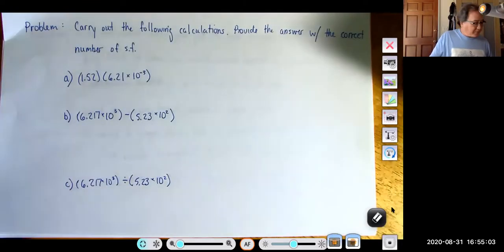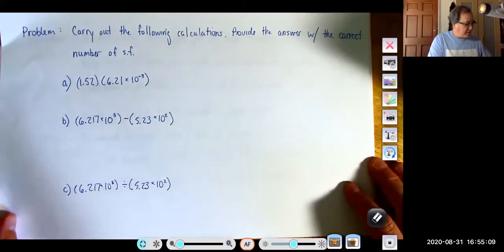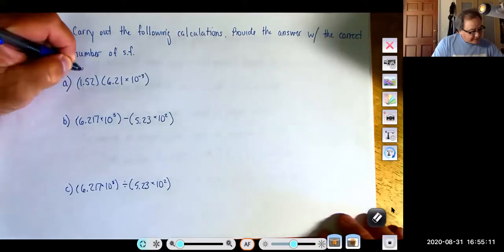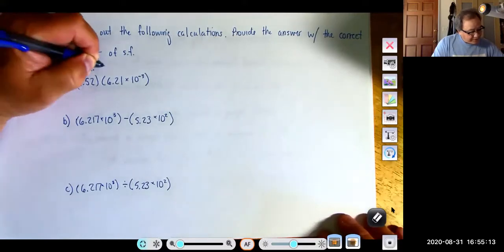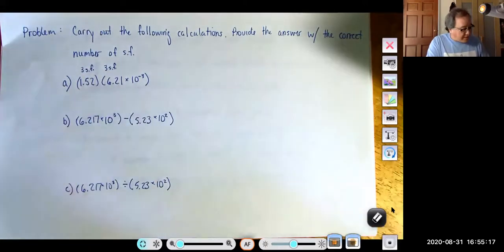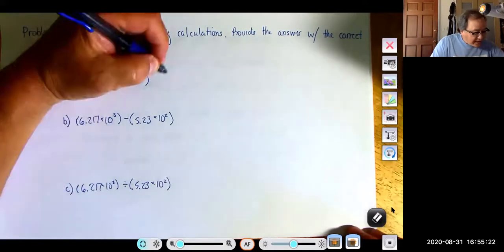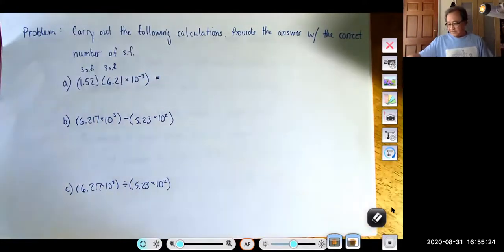So let's look at some problems here. Carry out the following calculations. Provide the answer with the correct number of significant figures. So here we can see that we have 3 sig figs. Here we have 3 sig figs. We don't care about this 10 to the minus 3. We just care about this number here and this number here. So that means that we're going to be allowed to have 3 significant figures when we're done.